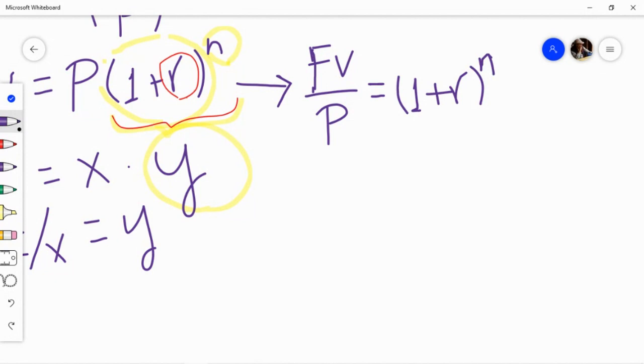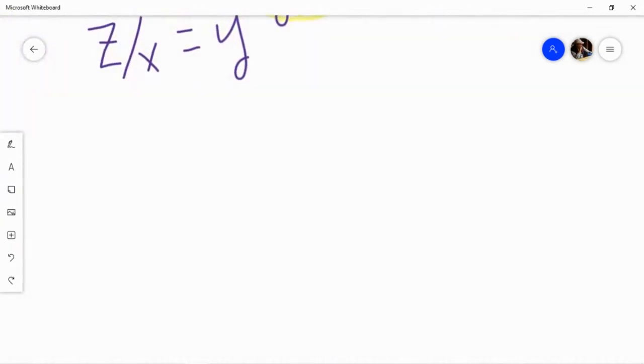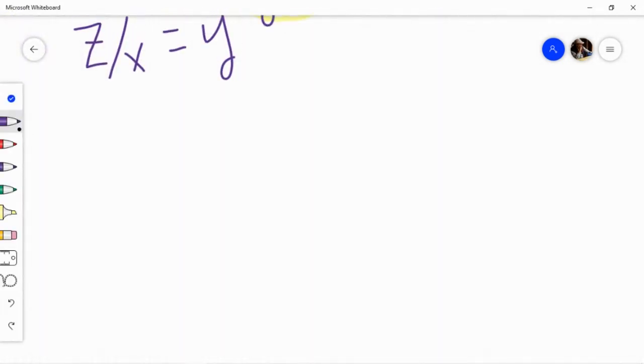Okay, and then next thing is, we need to open up this padlock. In other words, we need to remove this padlock. How do we remove the padlock? Because it's an exponent, we need to understand the properties of exponents.